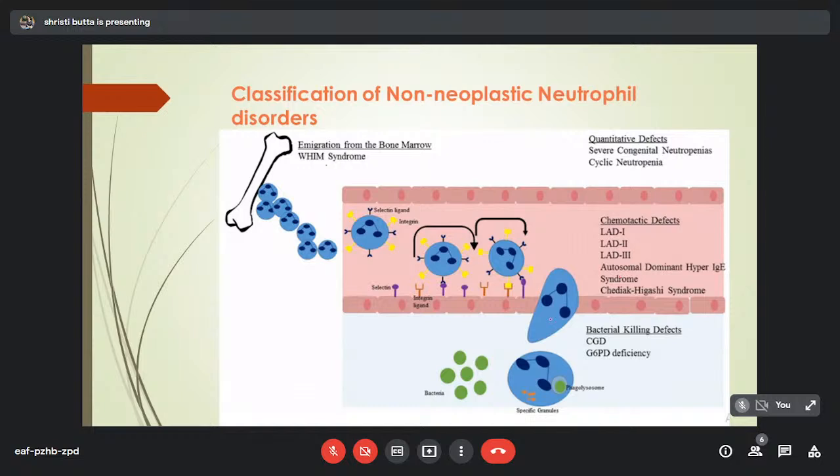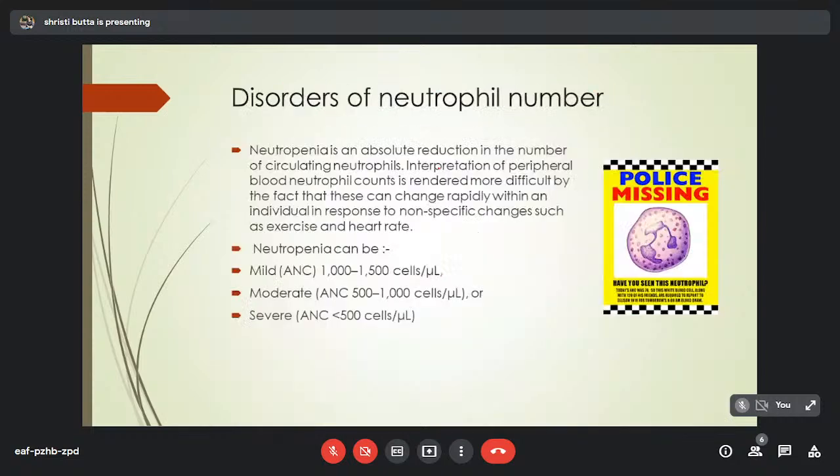Besides that, we also have the bacterial killing defects like the chronic granulomatous disease and G6PD deficiency. So the entire seminar will be around these disorders, and there will be disorders resulting in neutrophilias and neutrophil function defects. Now, coming to the disorders of the neutrophil number.